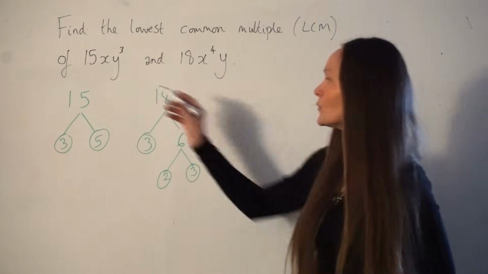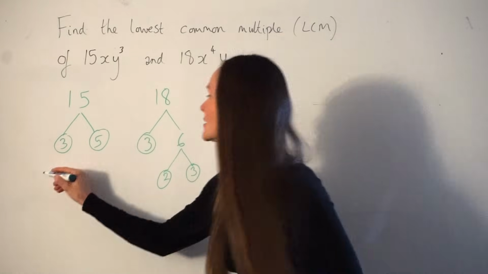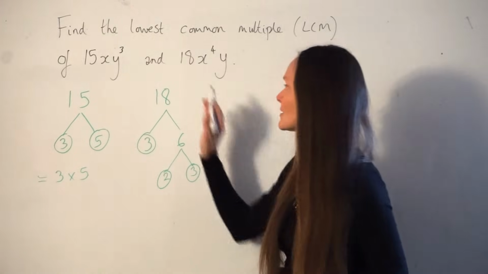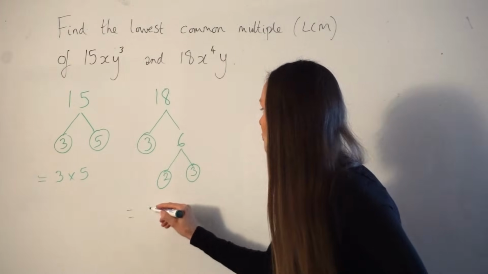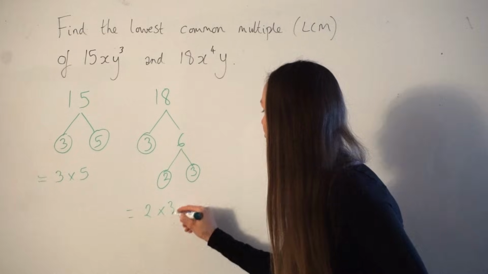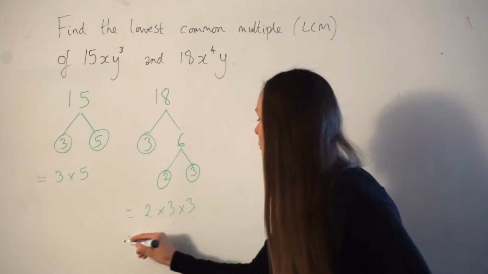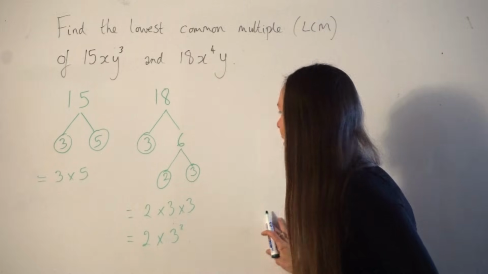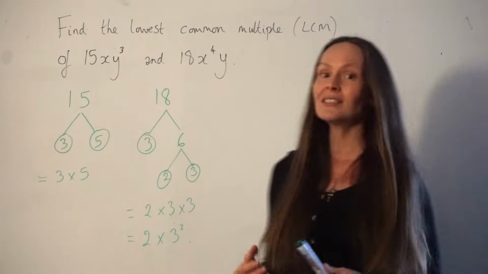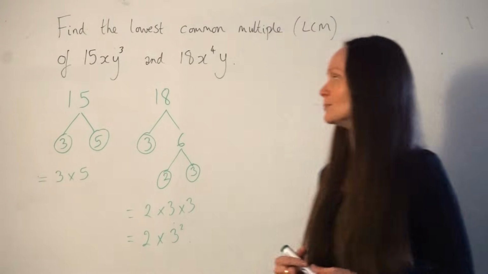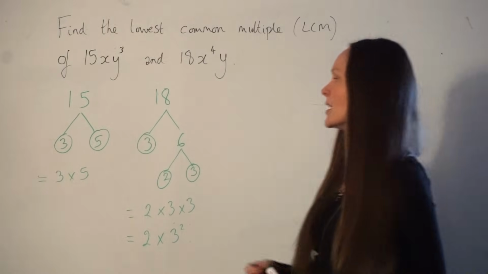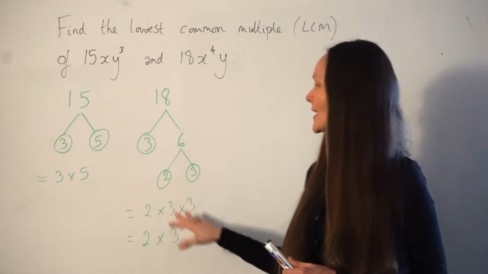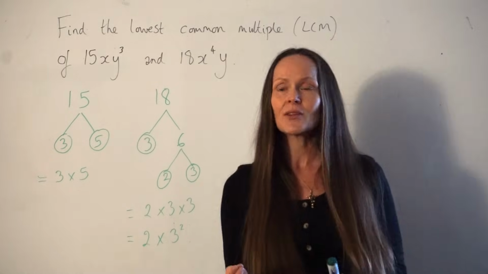So if I write 15 as a product of its prime factors, it would be 3 multiplied by 5. And if I do the same thing for the number 18, it would be 2 multiplied by 3 multiplied by 3, which can be simplified as 2 multiplied by 3 squared. Okay, so now to find the lowest common multiple, the LCM, you need to identify the prime factors, okay, when we examine both for 15 and 18, with the highest powers, okay?